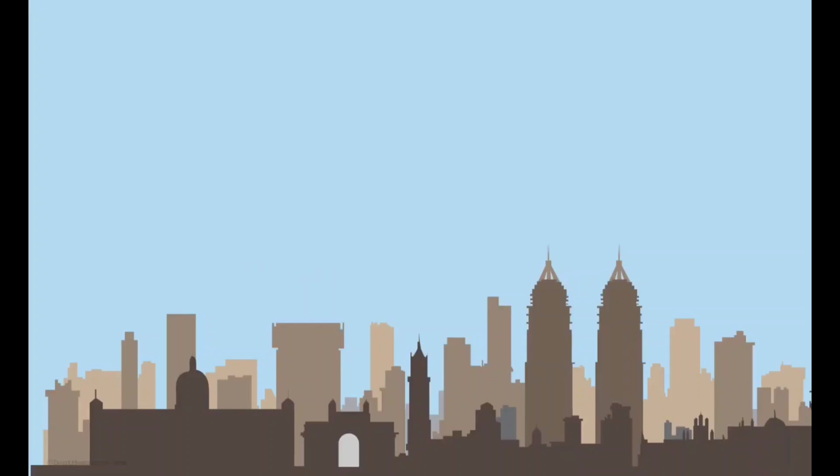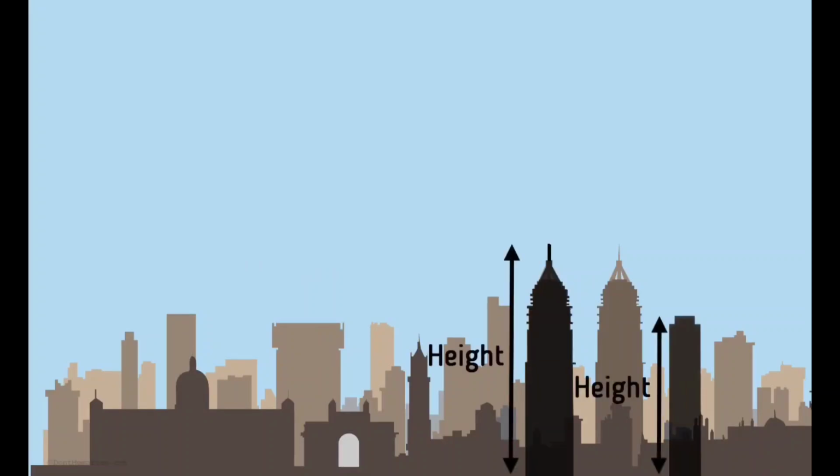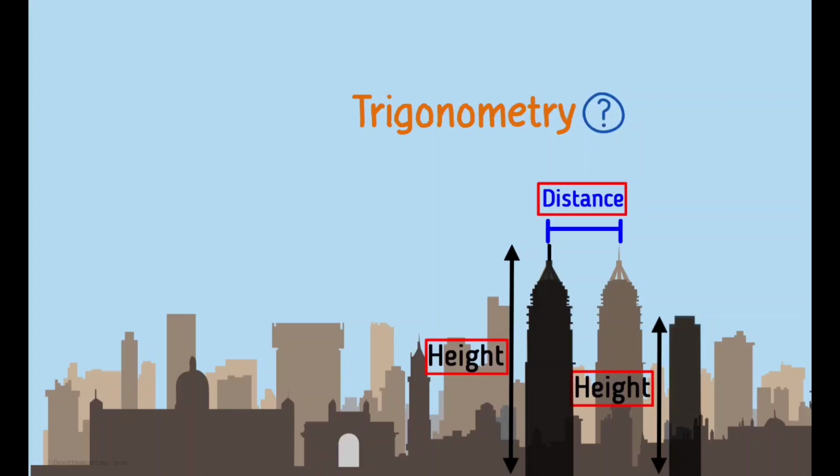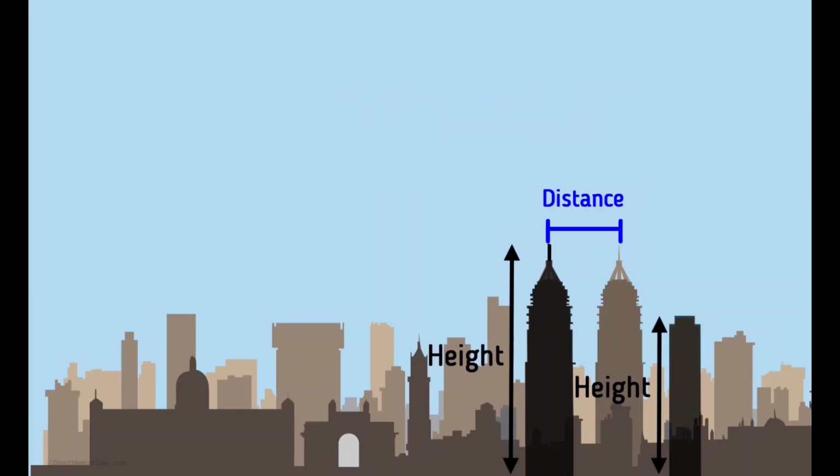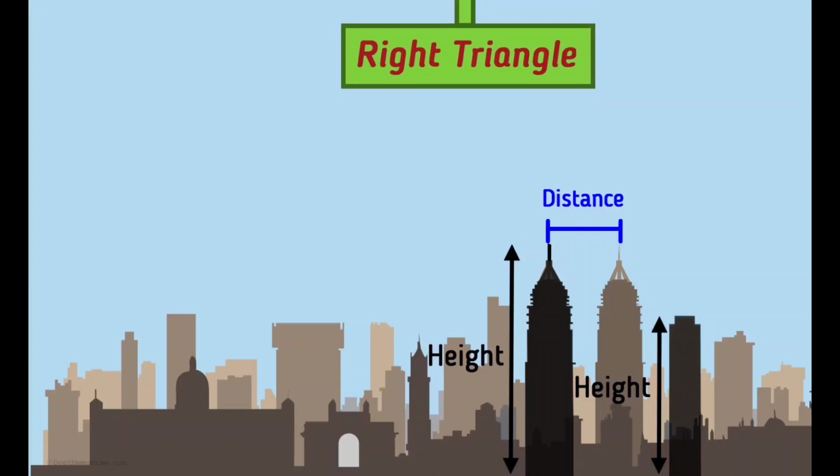So let's move into another example. A person wants to find the distance between two towers. For that, he can use trigonometry, isn't it? Yes, he can use trigonometry here. How he can use trigonometry to solve this? By forming a right triangle. So by forming a right triangle, a person can find the distance between two towers.